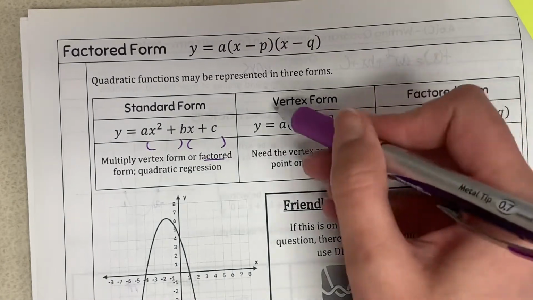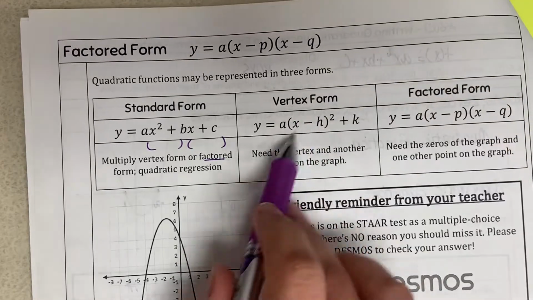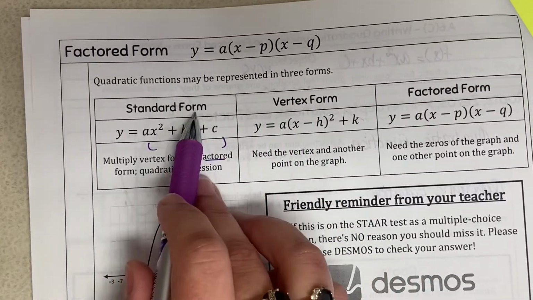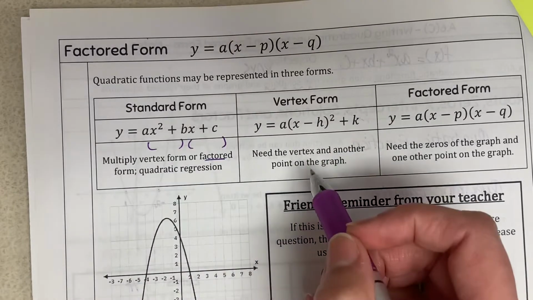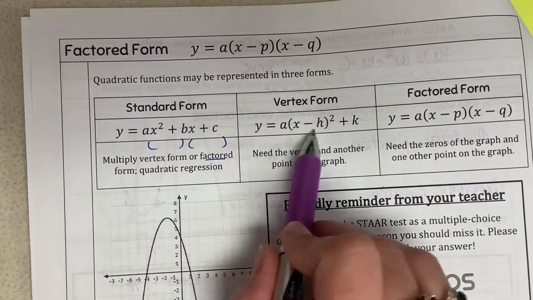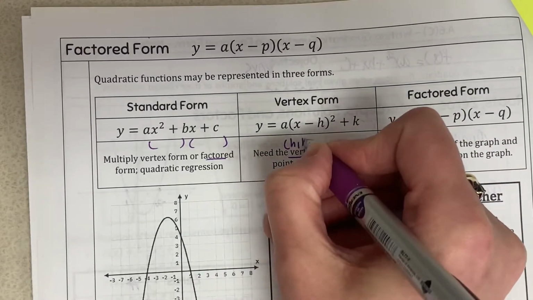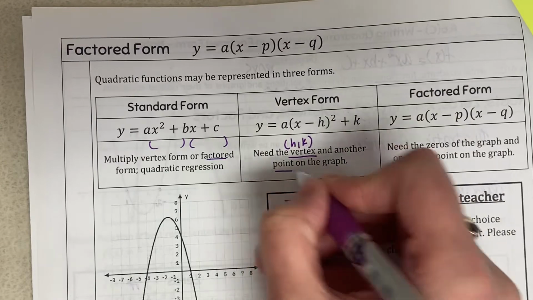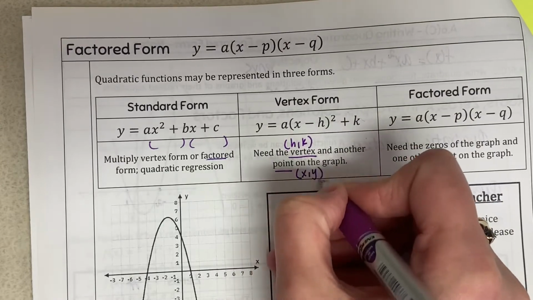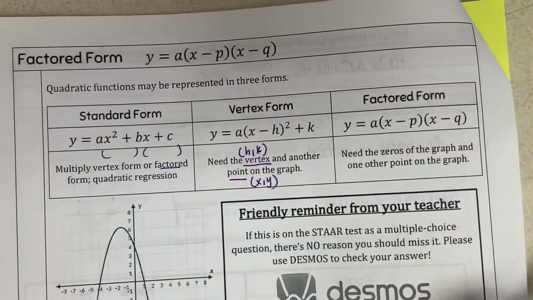Again, this is vertex form. We have used this previously. We actually made vertex form into the standard form by 2 different methods or 2 processes together. So in vertex form, you are provided a vertex, which is h comma k, and another point on a graph, which is x comma y, and that's the information that you have there.